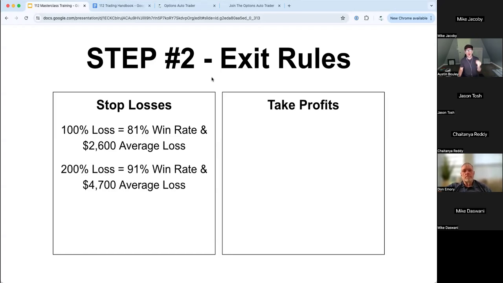All right, moving on. 200% loss. This is what I typically recommend. Here we're looking at a 91% win rate. So by adding another 100% on our stop loss, we go from an 81 to a 91% win rate. That's awesome. Then we go to an average loss of $4,700, or if you're trading MES, basically $500 per trade. So that's still a decent loss. But if we factor in that we're making about $1,000 or so per trade, then we only need 4 trades to offset one loser. And with a 91% win rate long term, this is going to be incredibly profitable.